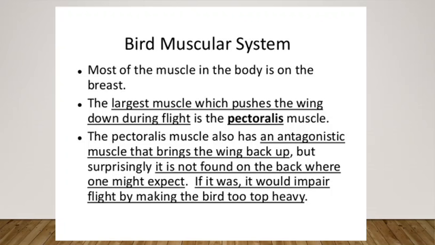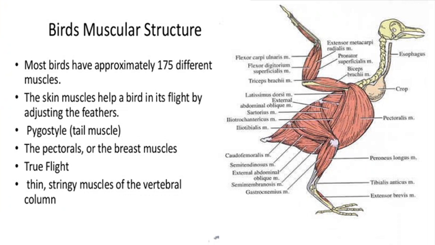So remember that the largest muscle of the bird is the pectoralis muscle, and that's responsible for pulling the wing downward. Next, the bird's musculature structure. Most birds have approximately 175 different muscles. The skin muscles help the bird in its flight by adjusting the feathers. We also have the fan-like tail muscle, the pectorals or the breast muscle for flight, and thin string-like muscles for the vertebral column.